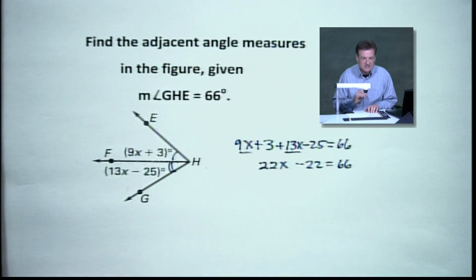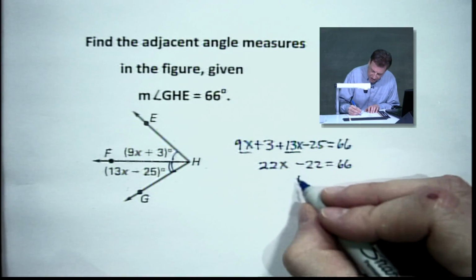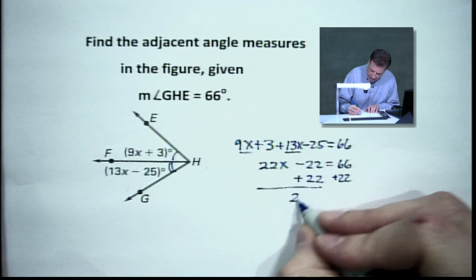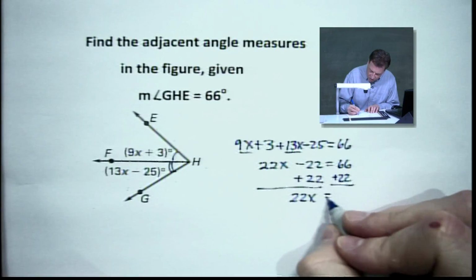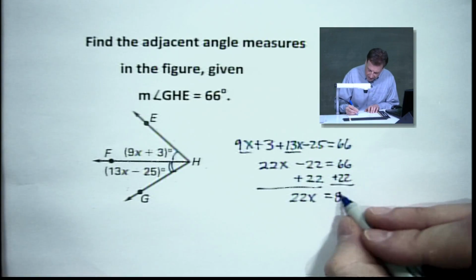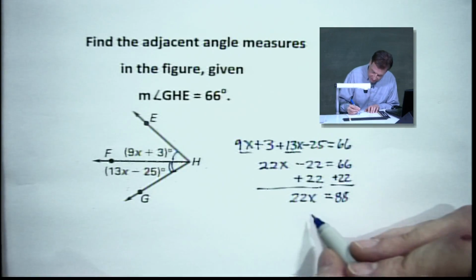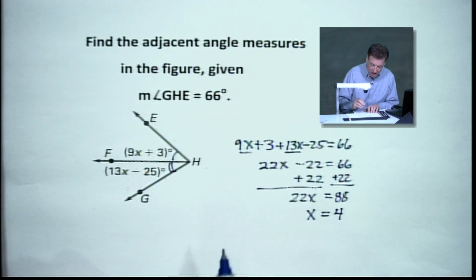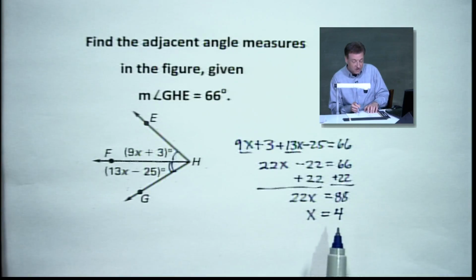Let's kick it in gear here. We add 22, you know that game, to both sides. I got 22x left to equal 88. I'm glad these came out even. All right, let's see what x is going to equal. X should equal 4. All right, so we're solving for x.